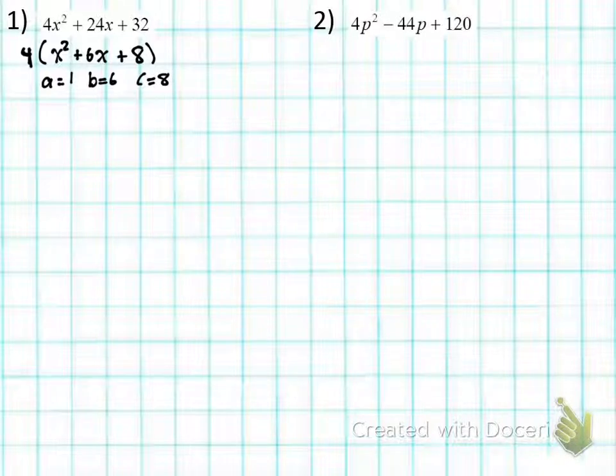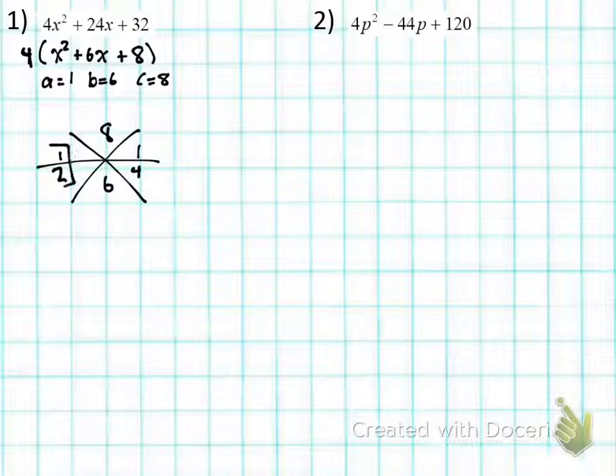Okay? So we're going to do an Xbox really quick. And we know A is 1, so 1 and 1. 8 times 1 is 8. B is 6. What times what is equal to 8 but adds up to 6? 2 and 4, right? Would you all agree? So we're going to box our boxes, so 1/2 and 1/4. We can't simplify. So I'm going to bring down the GCF that I originally had.